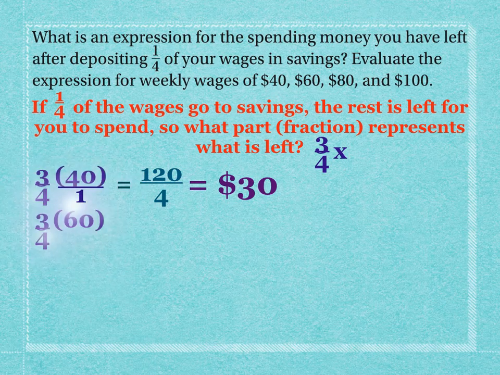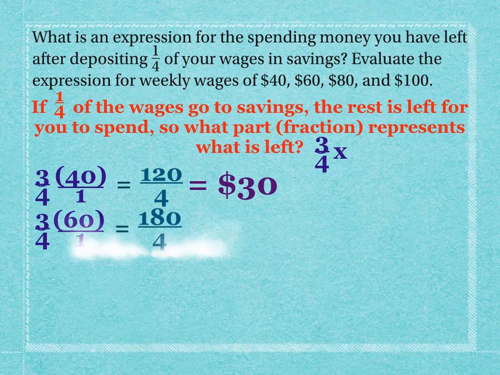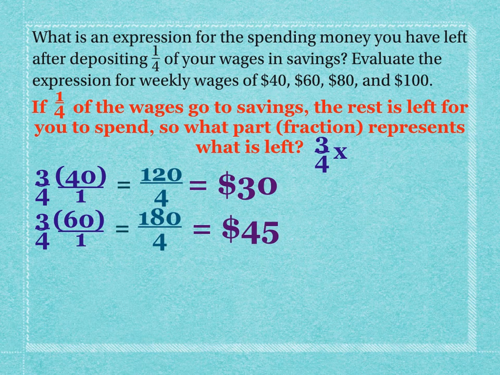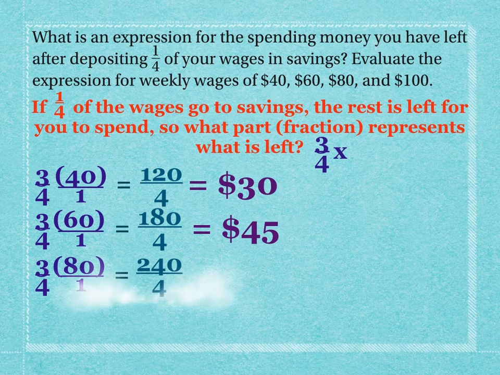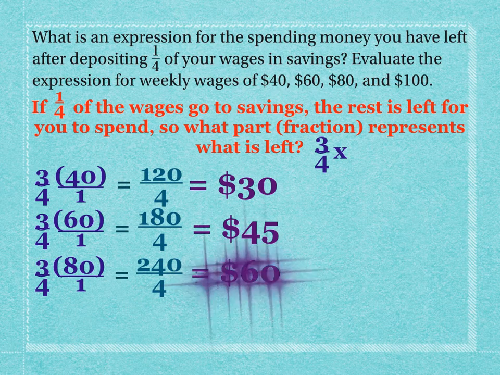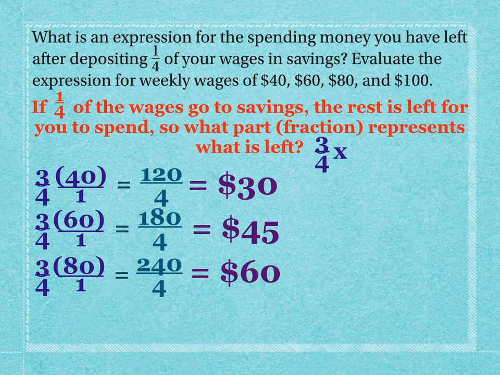Next, we're going to do the same thing with 60. So 3/4 times 60 over 1 would give you 180 over 4, or 180 divided by 4, which is $45. Next, you're going to do the same thing with 80. So 3/4 times 80, go ahead and put 80 over 1. When you multiply straight across, you're going to get 240 over 4. And 240 divided by 4 is $60.